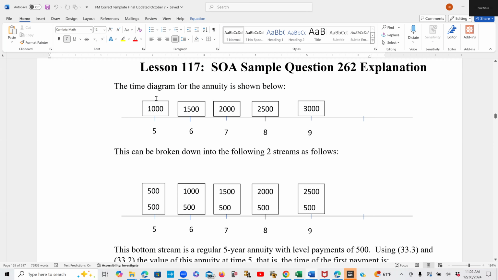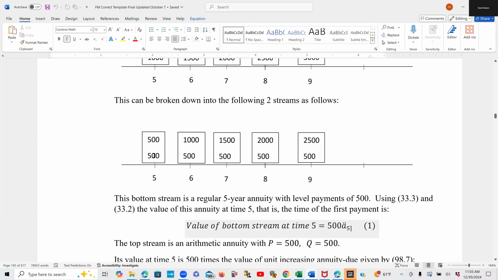And now we see that if you add the payments in any box over here, they add up to the corresponding payment in the box in the upper diagram. So 500 and 500 add to 1,000. These two add to 1,500 and so on. And now this bottom one is just a 5-year regular annuity with level payments of 500.